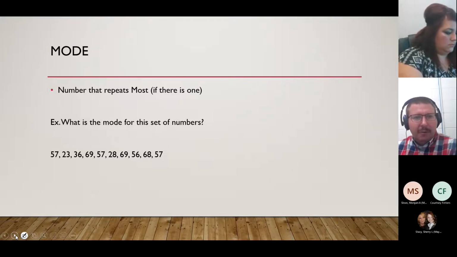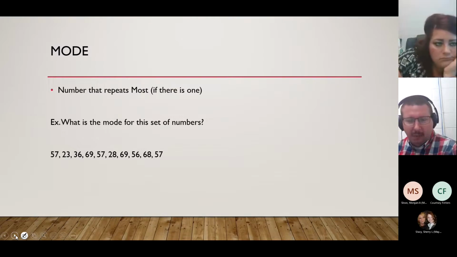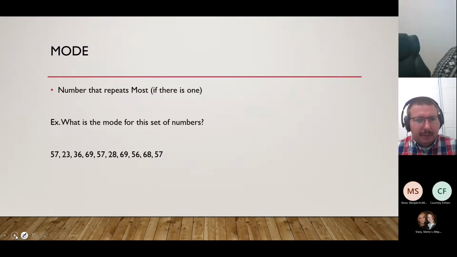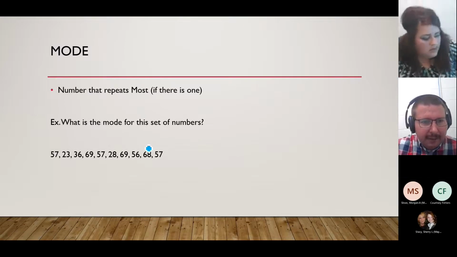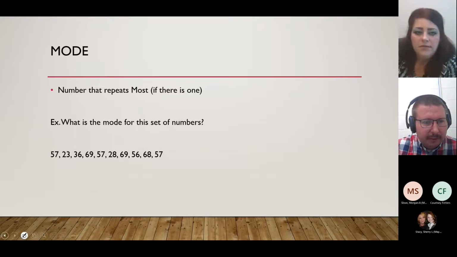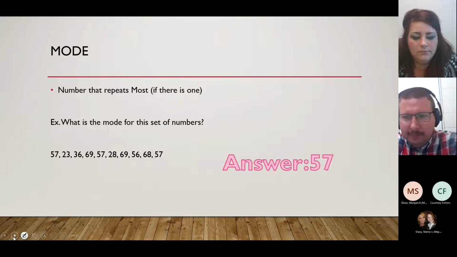Mode is a number that repeats the most, if there is one. Sometimes there is not one, and I'll get to that in a second. It's the number that repeats the most. So you have to look at this set of numbers, and I see that 57 shows up the most. That's the answer. Mode is 57.